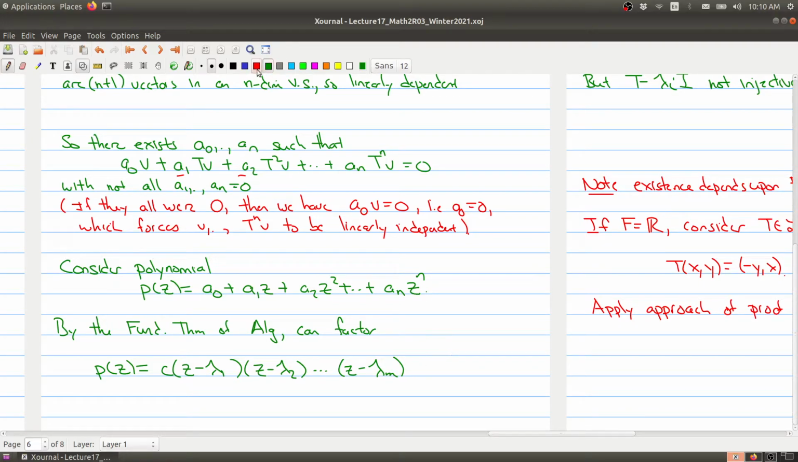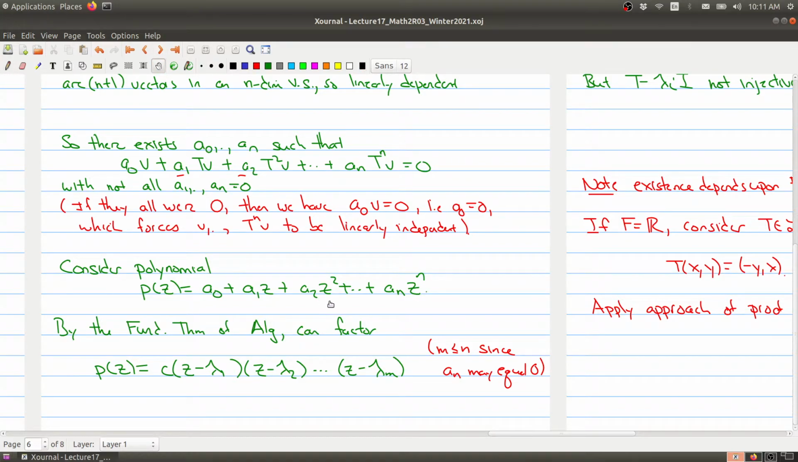And note that m is less than or equal to n, since we don't know if an is 0 or not, right? Since an may equal 0, we don't know what actually the degree of this polynomial is, but we know that it can't be 0, right? Because that's the condition that we have here, that a1 through an is not 0. So this polynomial is not a degree 0 polynomial.